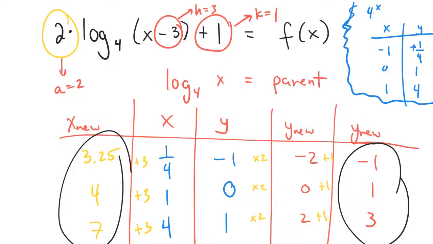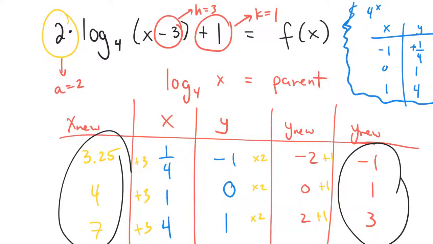And that's what I'm going to graph. I'm adding 3 to all of those values for x. So this is my 3.25, comma, -1. 4, comma, +1. 7, comma, 3.